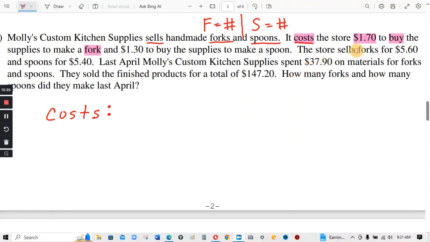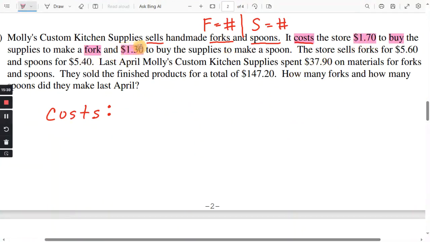All right, it costs $1.70 to buy the fork and $1.30 to buy the spoon. And they spent $37.90. Okay, so it costs $1.70 for the fork, $1.30 for each spoon, and they spent $37.90. See if you can build an equation based on the costs.